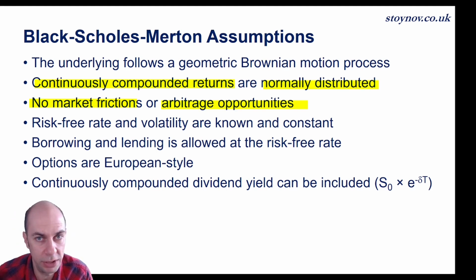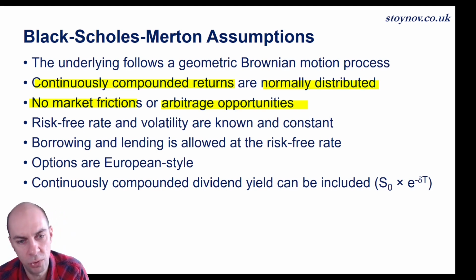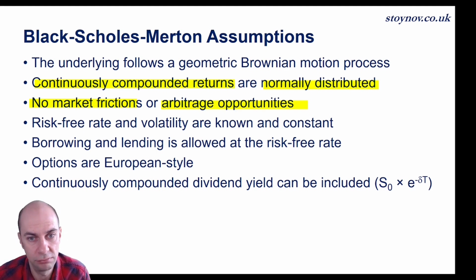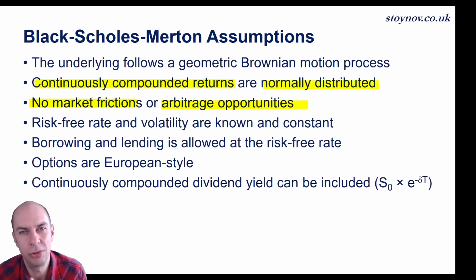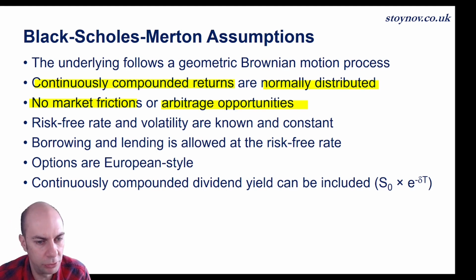Couple of very important inputs to the model, the risk-free rate, of course, and volatility. We are going to assume that we know what they are. Well, they are inputs, so we have to know them. And we're going to assume that they're going to remain constant over the life of the option. We're allowing borrowing and lending at the risk-free rate.